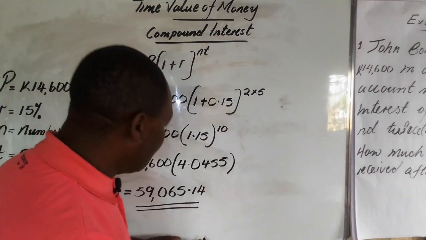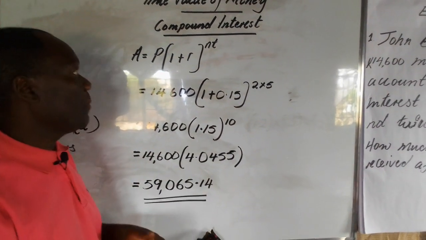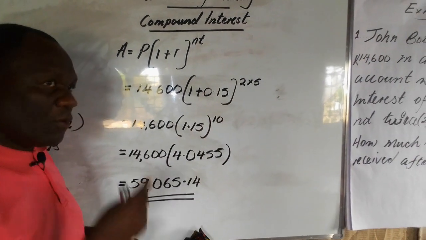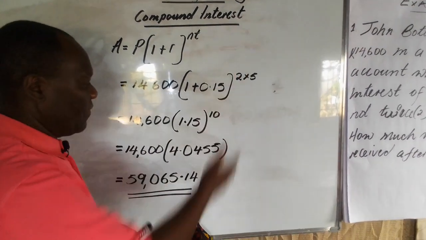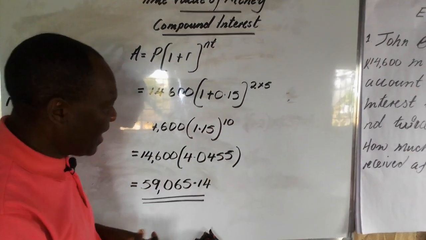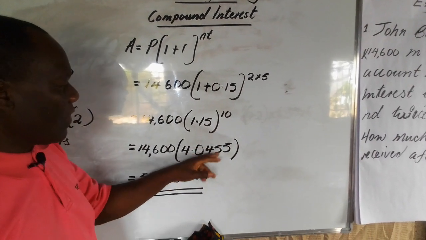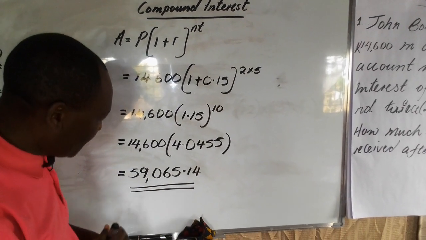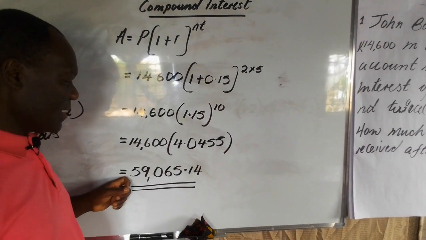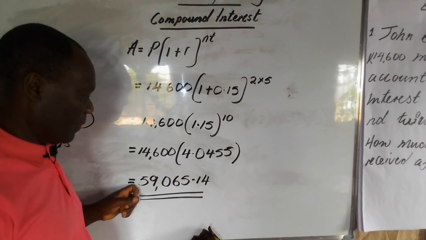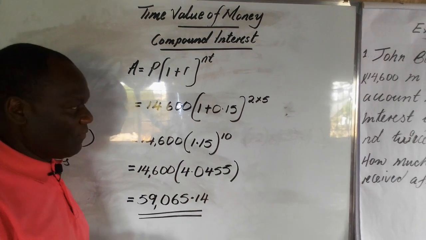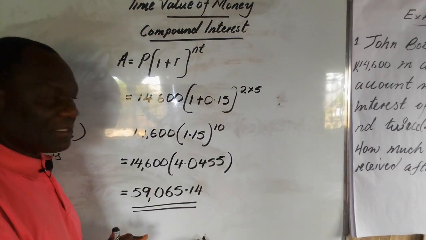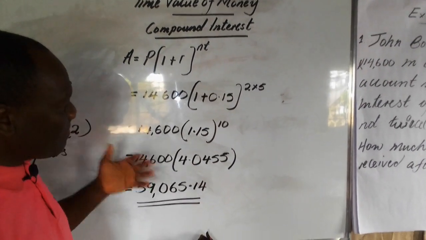So what does this mean? What it means is that Mr. Botta invested 14,600 kwacha, but this amount was compounded twice in a year for a period of 5 years. So this is what we did, and we got 4.0455. Then we multiplied the two. So at the end of 5 years, Mr. Botta will receive 59,065 kwacha 14 ngwe. So this is the money that Mr. Botta will receive after the maturity of 5 years, the period that he had invested his money on.